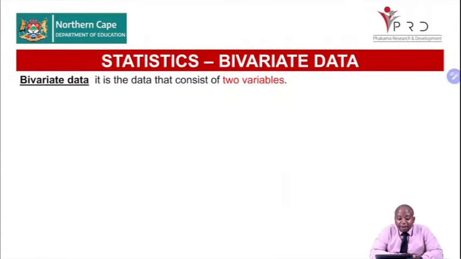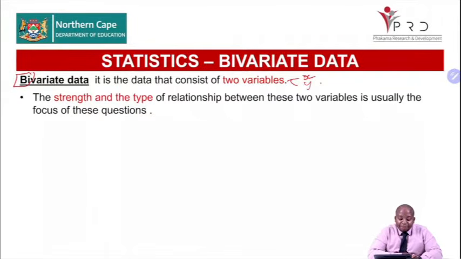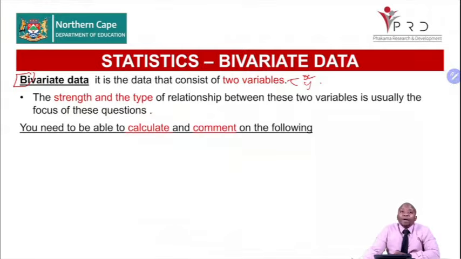Right, bivariate data. Remember, this is data that consists of 2 variables. The word bi there means we are looking at 2 variables. And remember, one of these variables we assign to x and one we assign to y. The strength and the type of the relationship between these 2 variables is usually the focus of this question. So we are mostly going to focus on the strength between the x and y variables, and we're going to look at the type of relationship that exists between x and y.